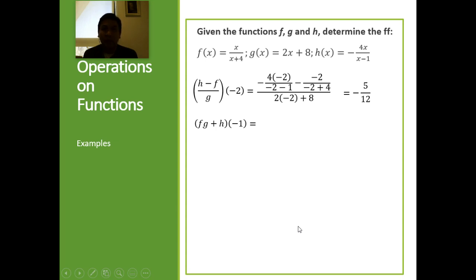Next, we have the product of f of g plus h. And then we substitute negative 1 for x. We end up with this value.